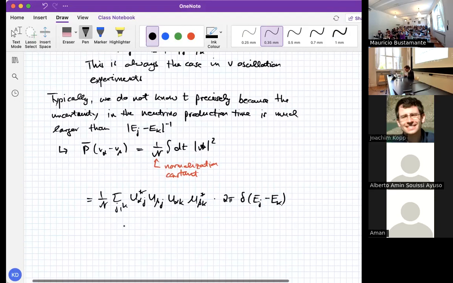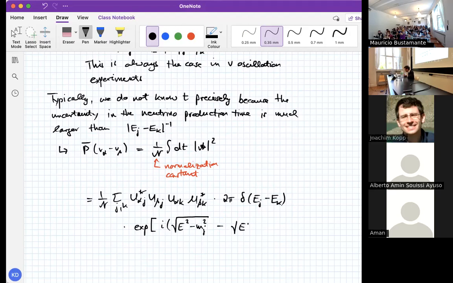And the remaining exponential can now be written as a square root e square minus mj square. So now that delta function forces that only states with equal energies but possibly different momenta contribute to the interference term. So I can omit the index on the energy here, minus square root e square minus mk square, and the whole thing multiplied by the baseline.